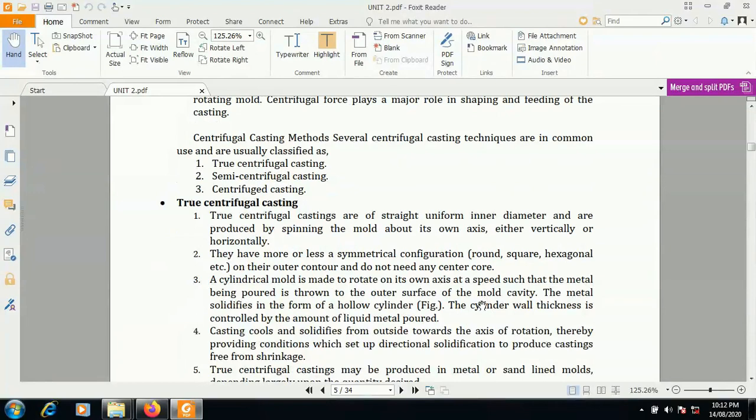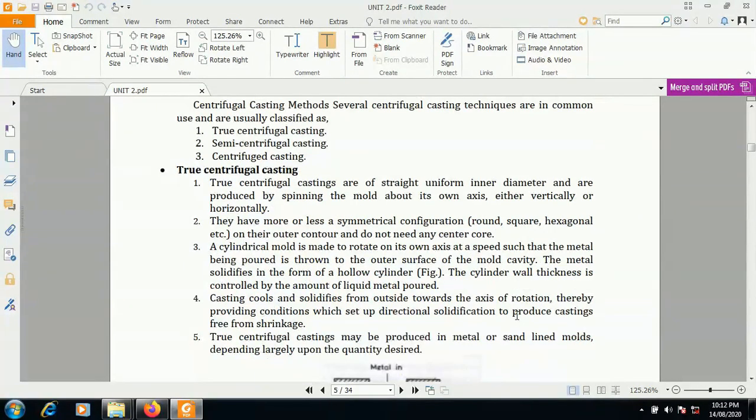In the first chapter we have seen that a core is used to prepare a hollow casting, but in the centrifugal casting process, particularly this true centrifugal casting process, a core is not required to produce the hollow casting. Centrifugal force is responsible for throwing the liquid metal to the outer periphery of the mold, and the metal will solidify from the outer surface to the inner surface. A cylindrical mold is made to rotate on its own axis at a speed such that the metal poured is thrown to the outer surface of the mold cavity.